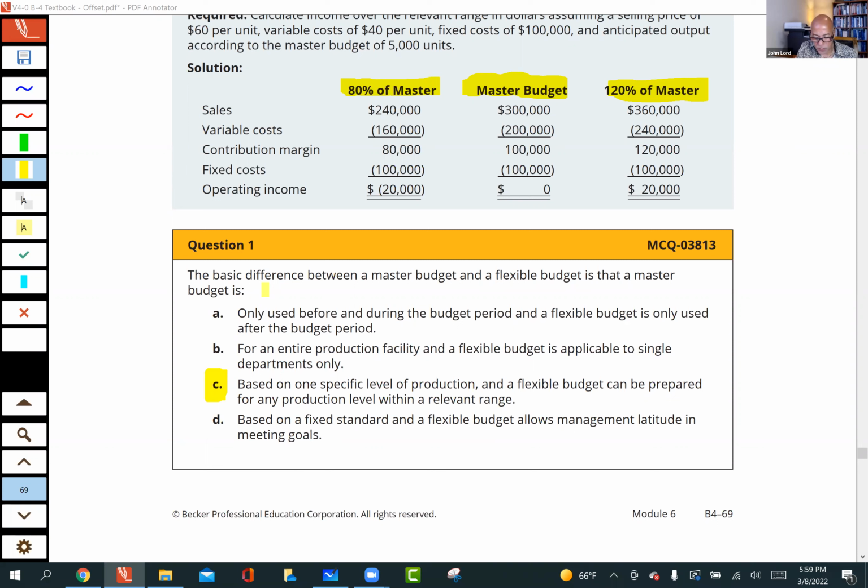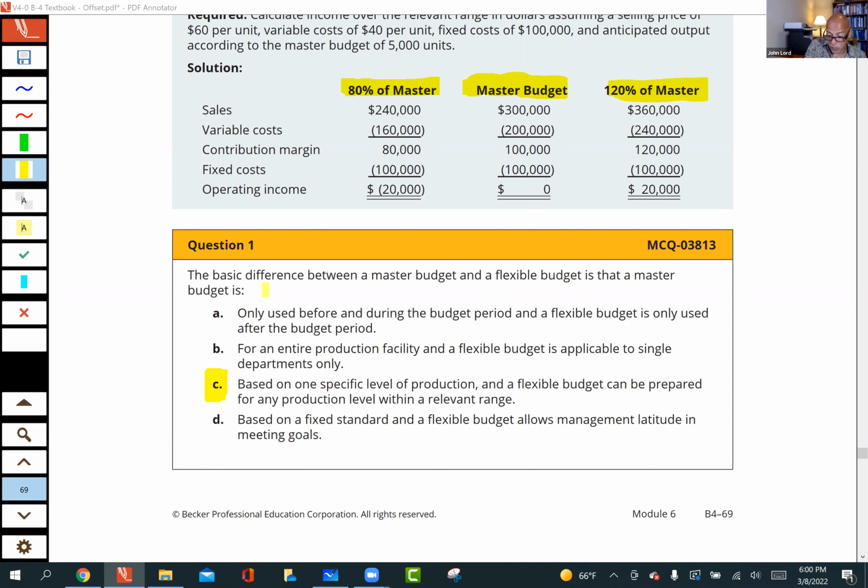Choice B, for an entire production facility, flexible budget is applicable to a single department only. Some of these, I don't even know what to say about that choice. C, the master budget is based on one specific level of production, and a flexible budget can be prepared for any production level within a relevant range.